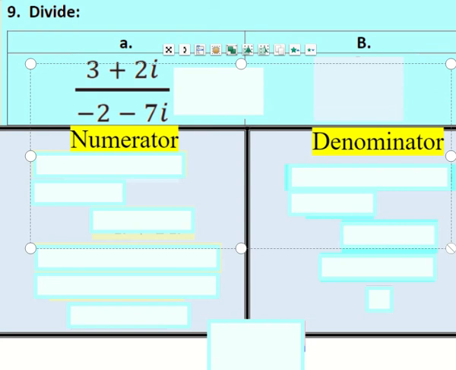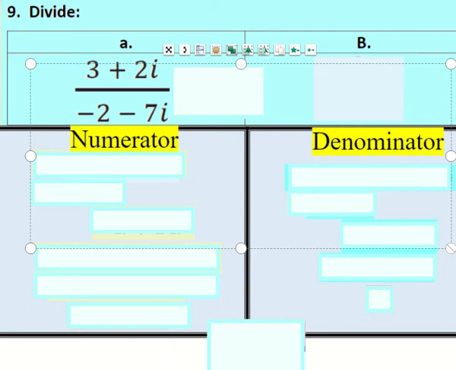Okay, number 9a, we are going to divide. Now, it says divide, but what we're really going to do is rationalize the denominator. So, one rule that we have in all of mathematics is when you have a fraction, a rational number, you never want things like square roots and imaginary numbers in the denominator.